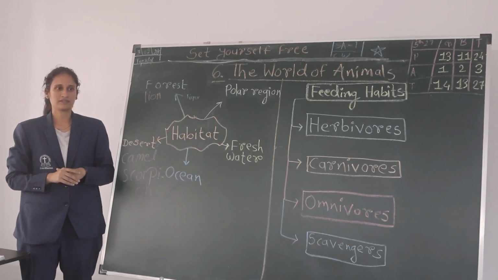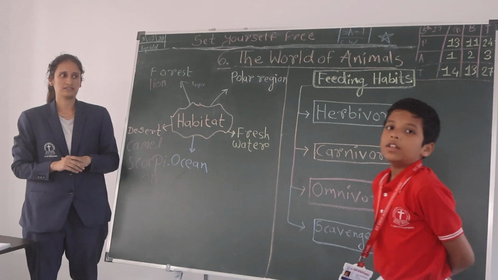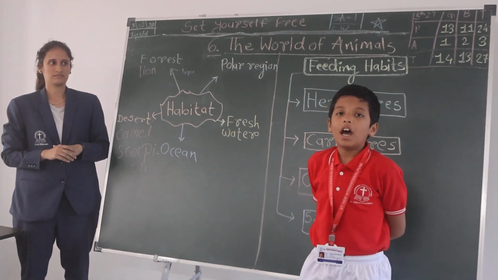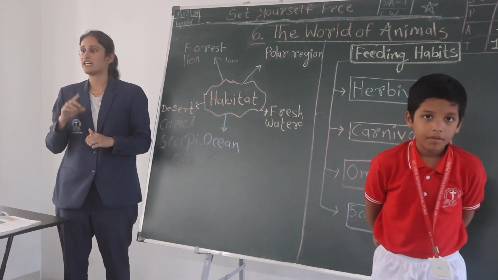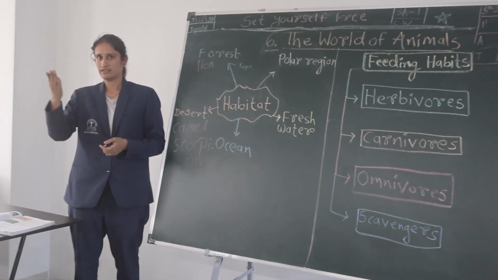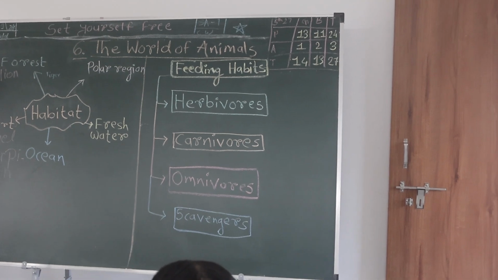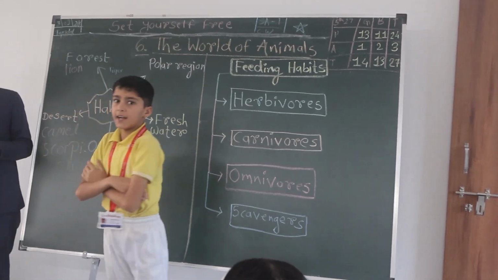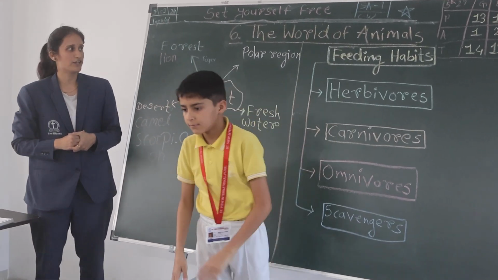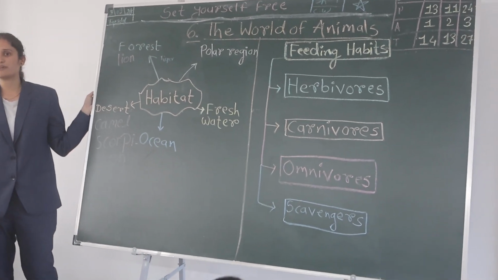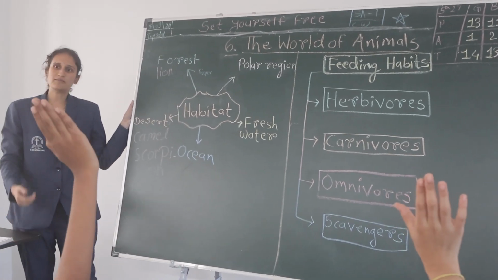Say Faisal. The North Pole region is named Arctic. Yes, very good. It is Arctic. And the South Pole region is named Antarctica. Okay, very good. Now polar region examples. Who is going to write? From Anvi.